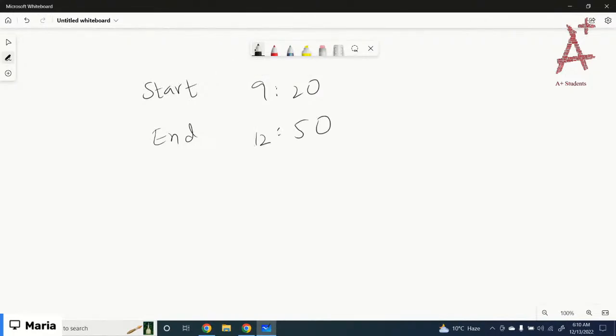You have to calculate the total time. So subtract the time: hours and minutes. 12 subtract 9 is 3, and 50 subtract 20 is 30. It would be 3 hours and 30 minutes. Got it?